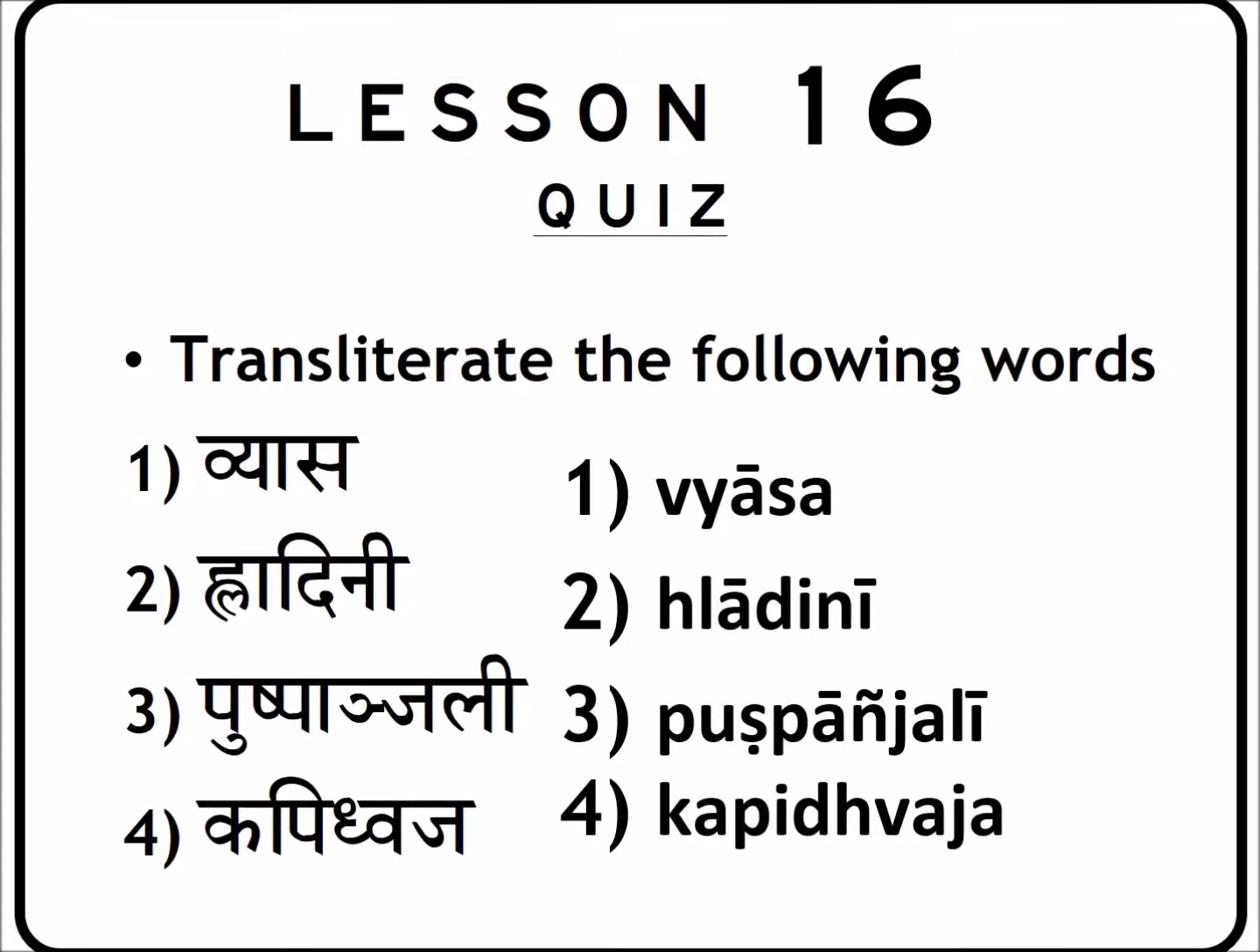And the last word is Kapidvaja. Another contraction word, Kapi and Dvaja. Kapi means monkey. Specifically, the monkey that they're referring to is Hanuman. And Dvaja means flag. So Kapidvaja means the flag with a monkey, specifically the flag with Hanuman. This is the flag that was on Arjuna's chariot. And if you see pictures of Krishna and Arjuna during the Mahabharata war, you will see the flag on the chariot with Hanuman on it.